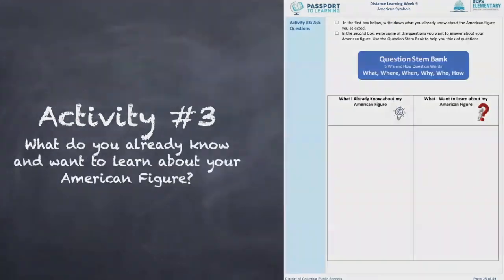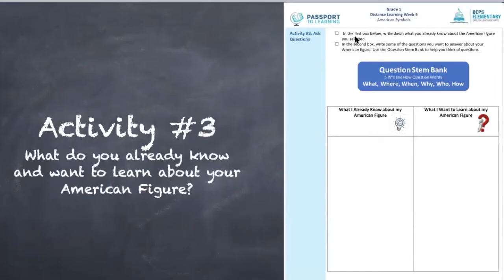Activity number 3. Ask questions. What do you already know and want to learn about your person? So let's pretend that the person that you chose was Mae Jemison. So in this box, the first box below, write down what you already know about the American figure you selected. What do you already know about Mae Jemison? You can write that here.